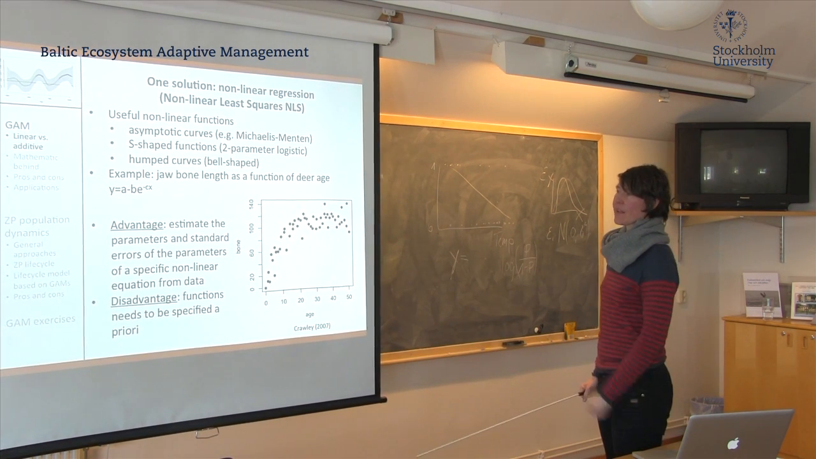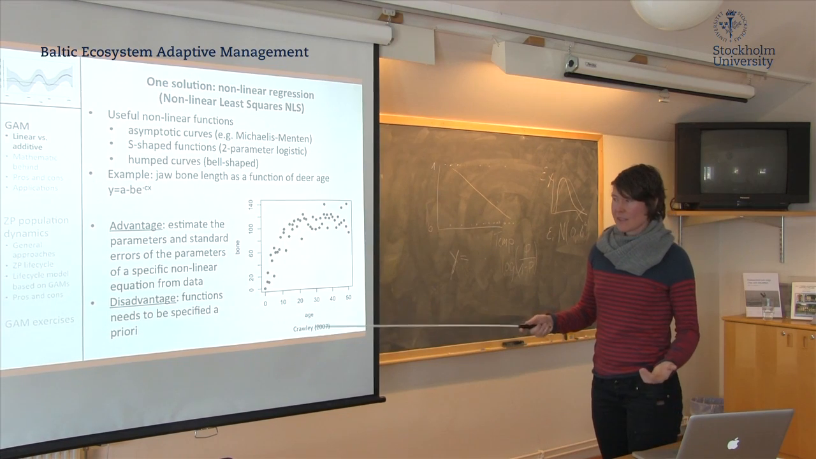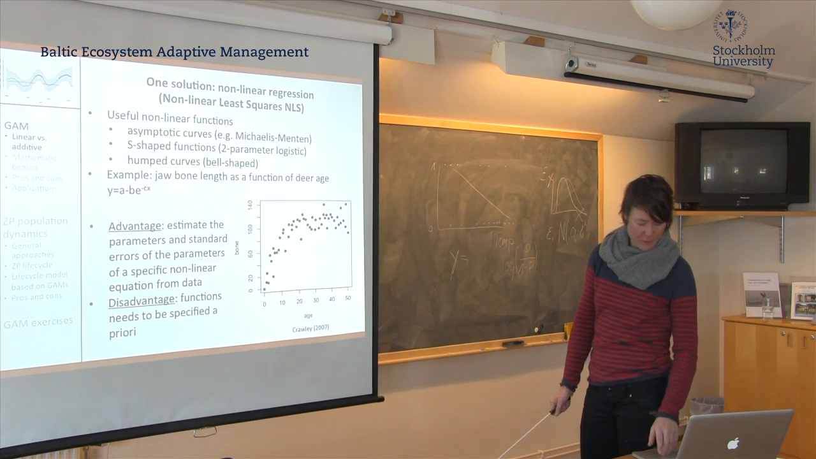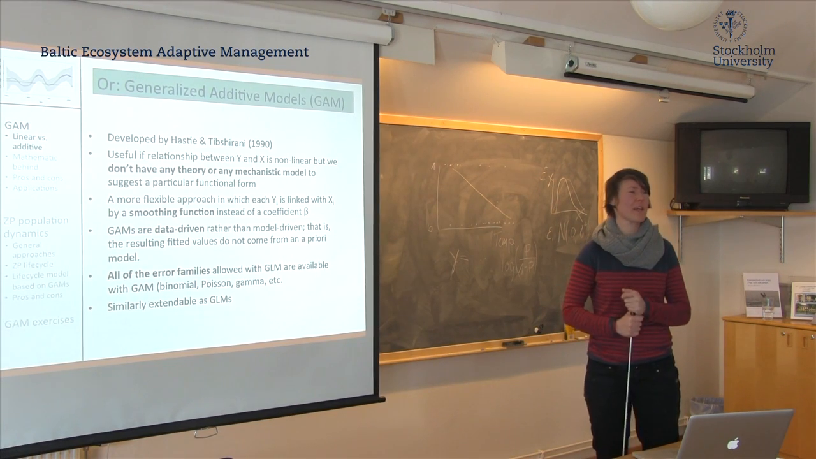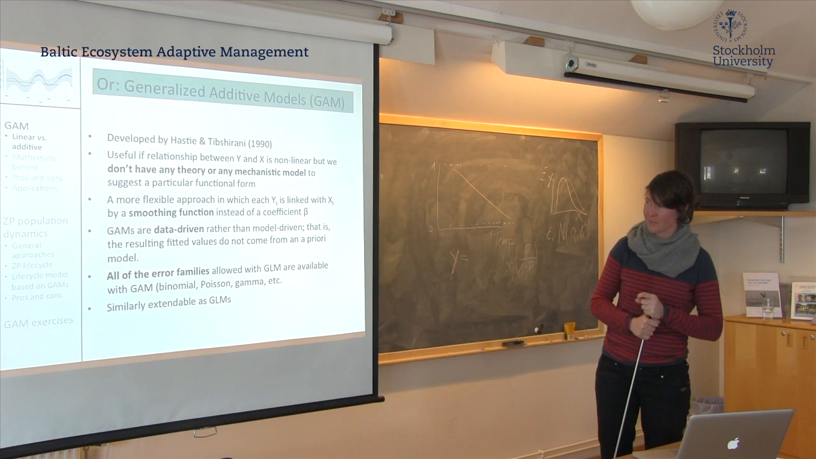And then again, the advantages: you get parameters, you also get standard errors for these parameters, and you can use them for other purposes. Or you can write them down in the equation in the paper, and people can extract those coefficients right away and maybe apply them to their models. But again, the disadvantage is that you have to specify the function beforehand, but sometimes you don't really know the function, or you don't really care about the function, you just want to see if there is a relationship or not.